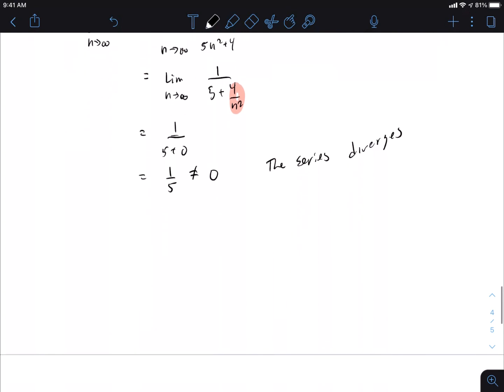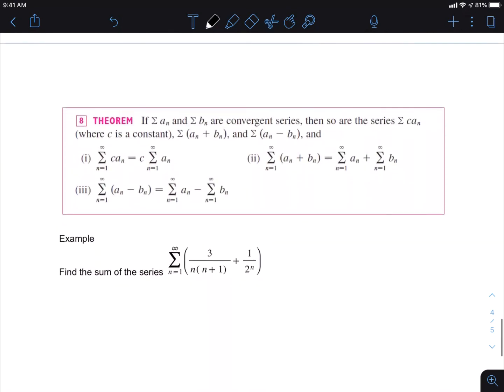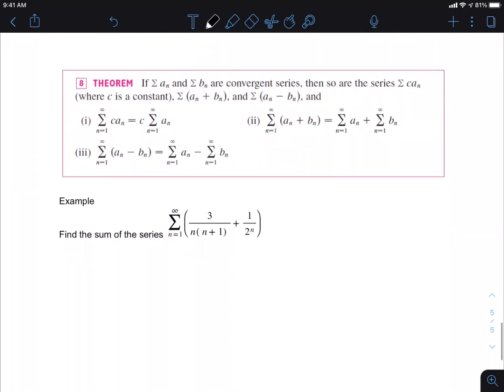Let's do one more problem in this area, and then we'll go from there. This is just rules for you where you can break down series. If you have a constant, you can pull the constant out. If you have a difference, you can break it up into sums of two series being subtracted. And if you have a sum of two series, you can do the sum of each series and then add them up.